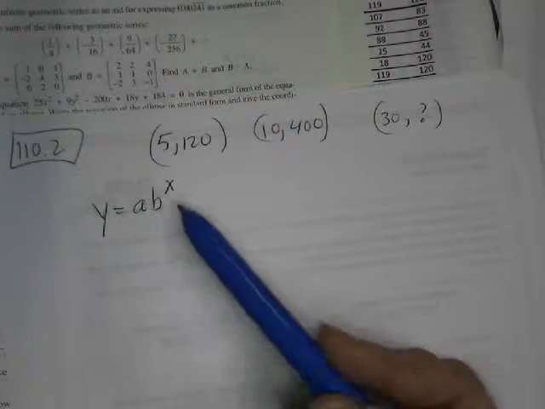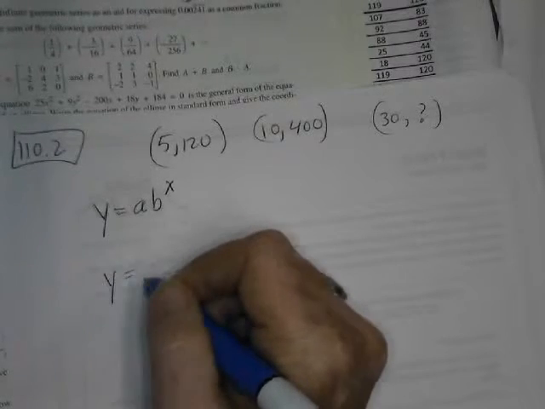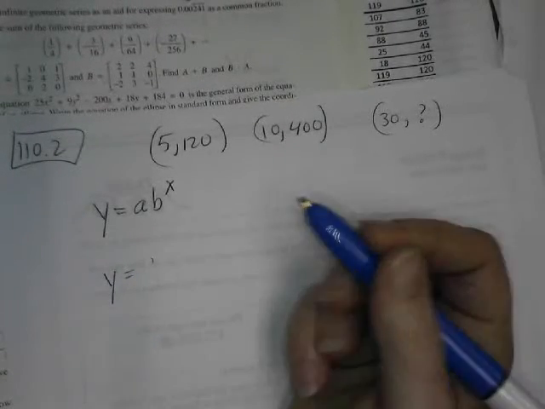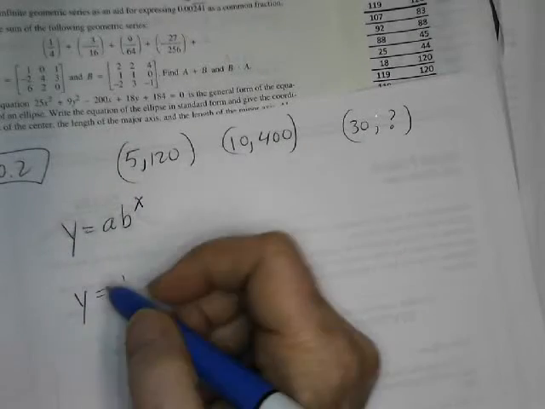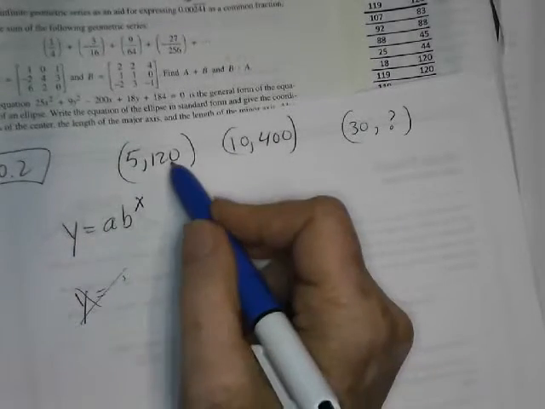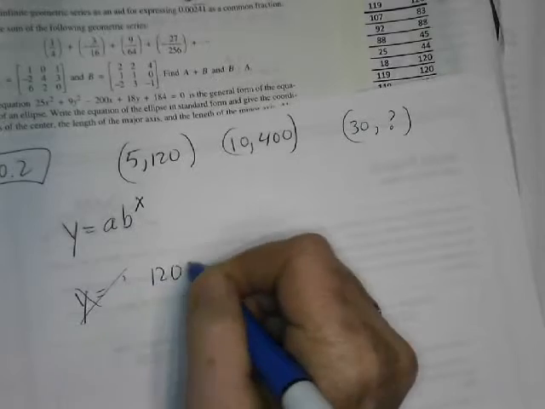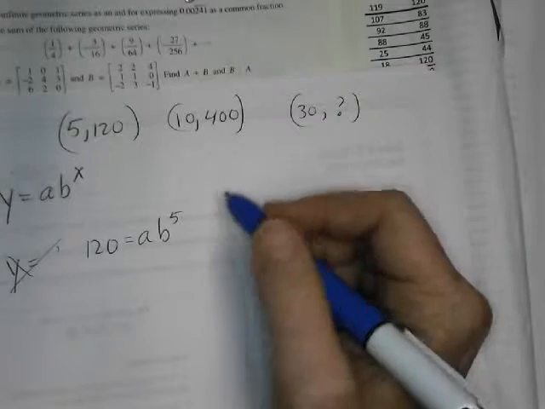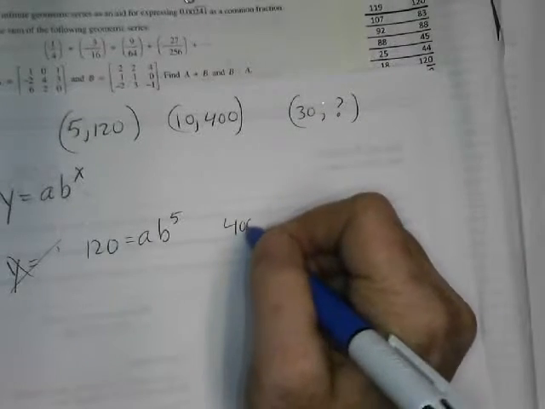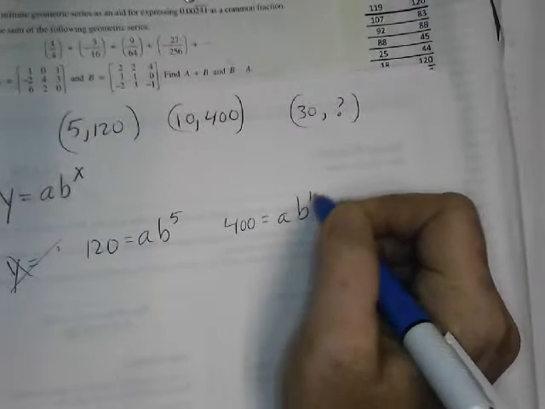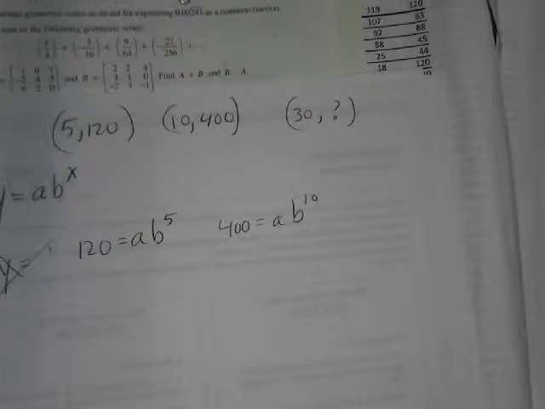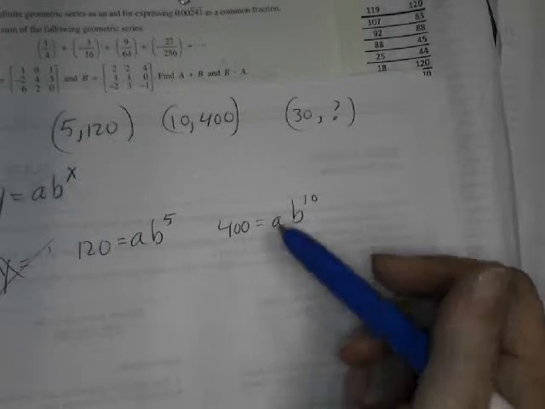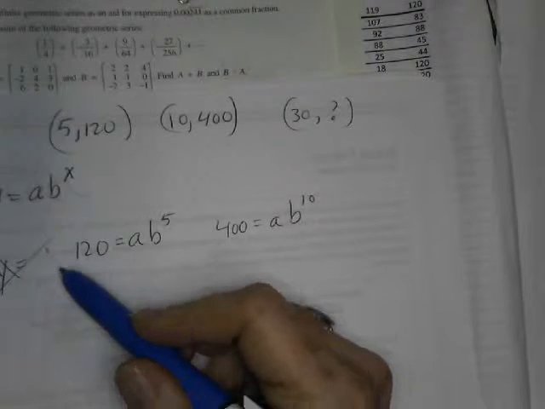So I'm going to use these two for the first equation. I'll just go y equals, oh, I shouldn't have said y. I'm going to use this for y. 120 equals a times b to the 5th. And then for this one, I'm going to say 400 equals a times b to the 10th. This way, I'm going to actually be able to solve for A and B.